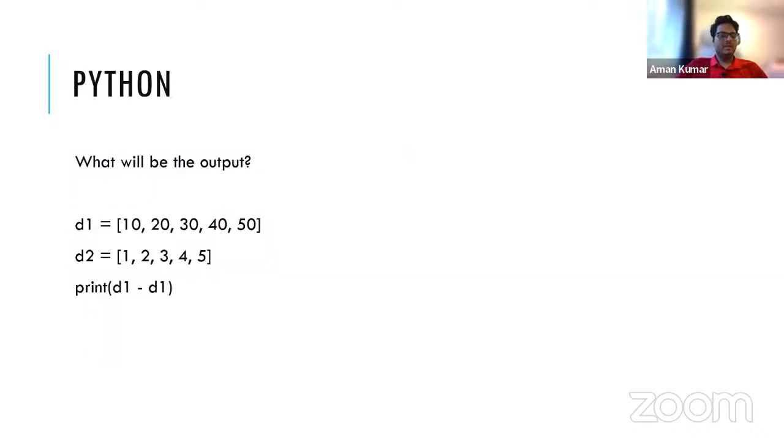So do I have anything else? What will be the output? D1 and D2 are two lists. This is your list 1, this is your list 2. Similar number of elements. What will be the output? Output will be 0. Yes, what will be the output? Print D1 minus D2. D1 is your list 1, D2 is your list 2.